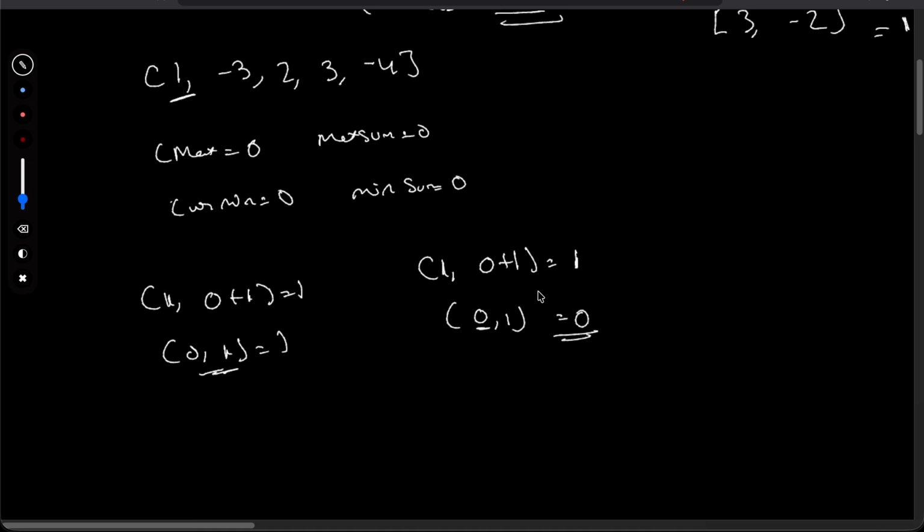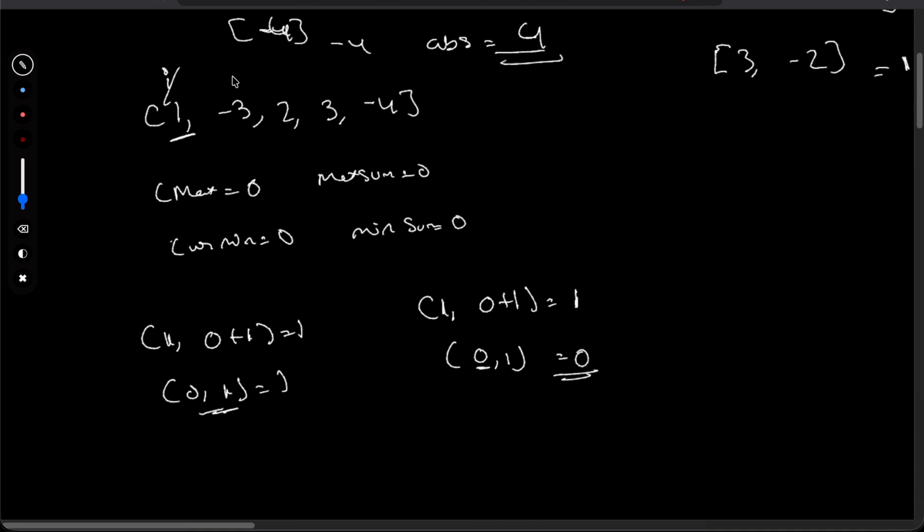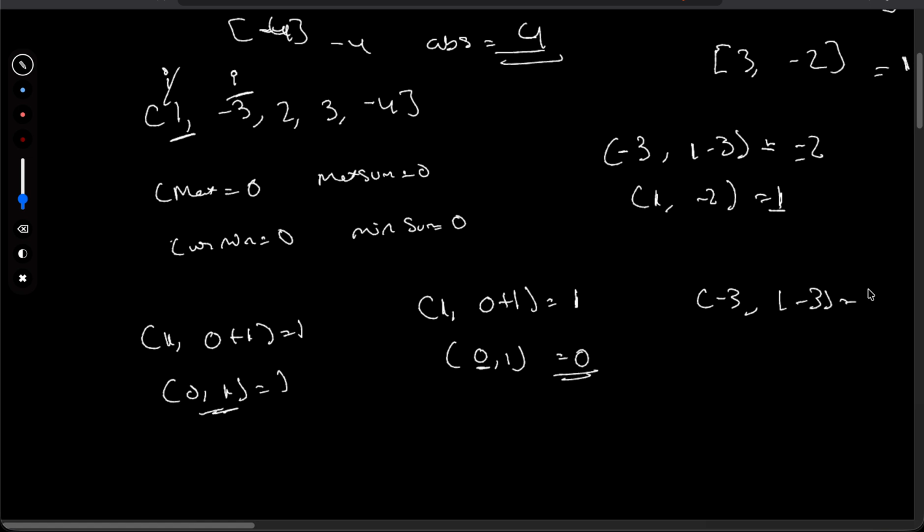Next, our i moves to the next element, -3. In max, 1 plus -3 is -2, so the current max is the max of -3 and -2, and max sum stays 1. In minimum, 1 plus -3 is -2, and the min of -3 and -2 is -3, so the minimum is -3.